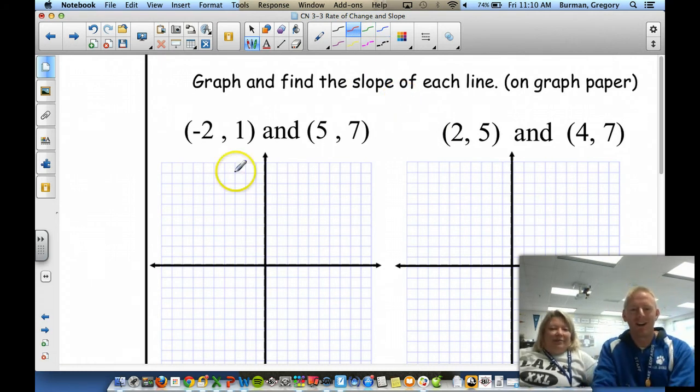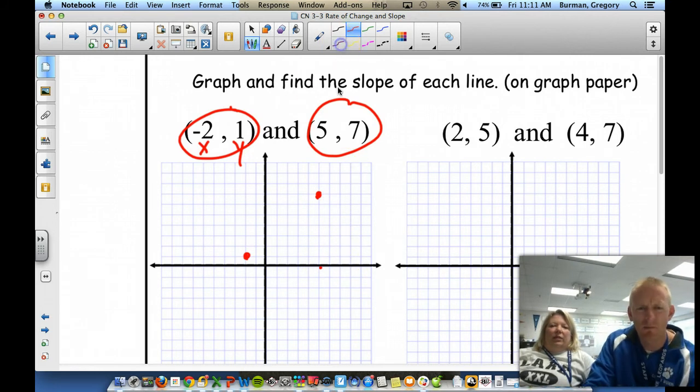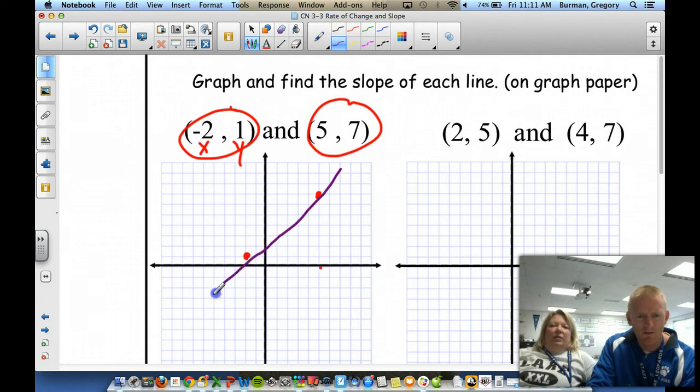Okay, so we're going to graph these points. You guys remember how to graph, right? Yes. First one's X, second one's Y. That means I go to the left 2, and then I go up 1, put a point. To the right 1, 2, 3, 4, 5, and then up 7. 1, 2, 3, 4, 5, 6. Oh my goodness. How do I connect the dots? I'm going to be purplish. If I had a ruler, I sure would use a ruler.